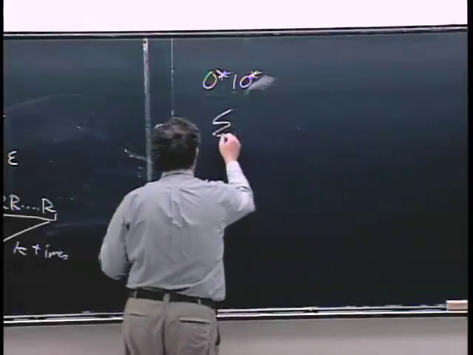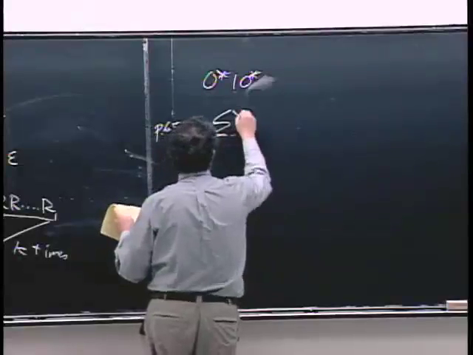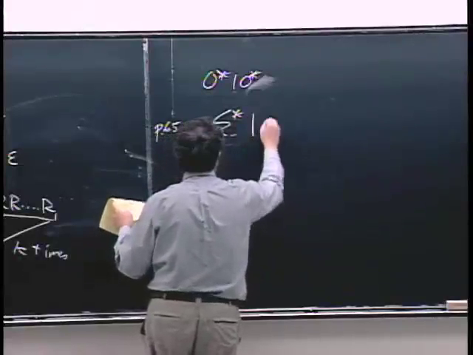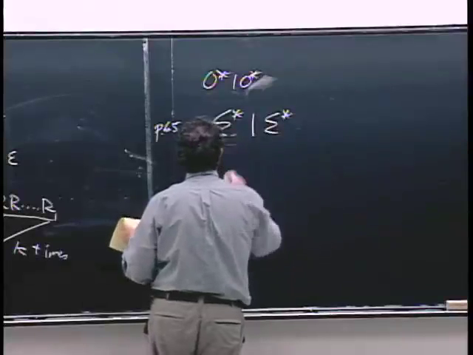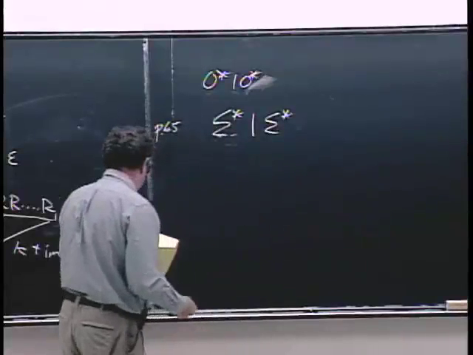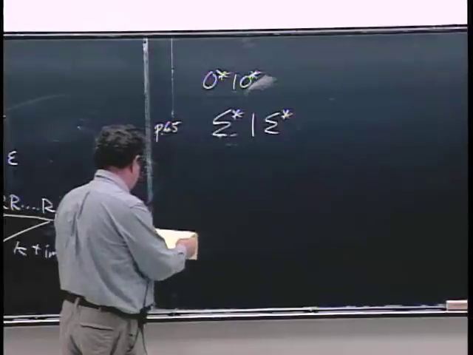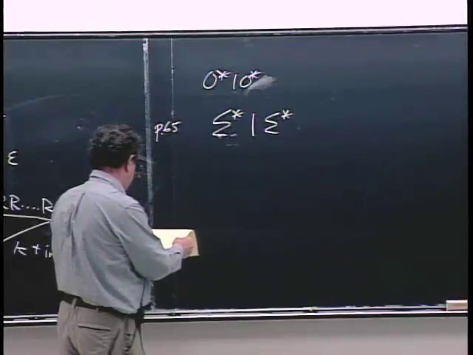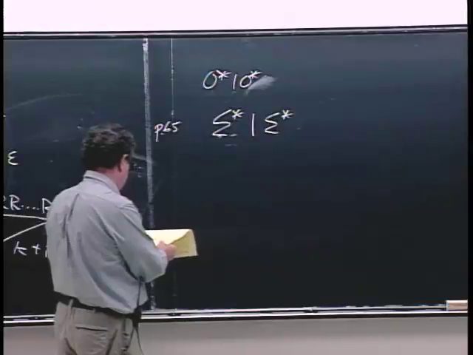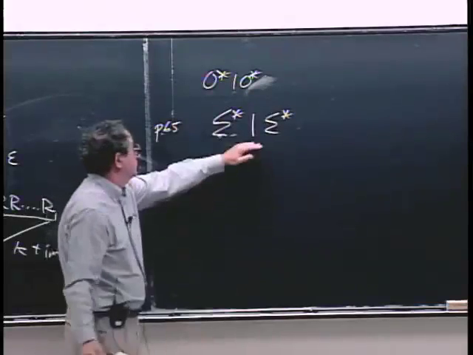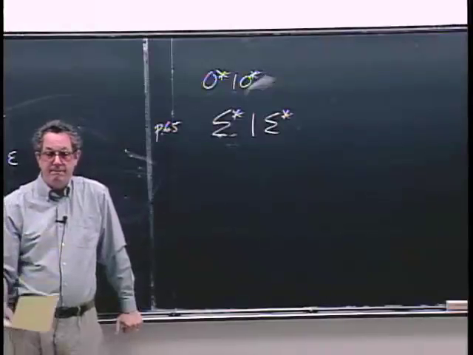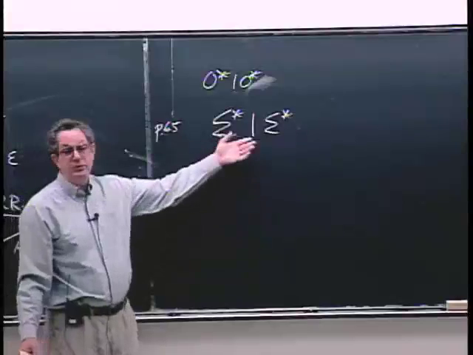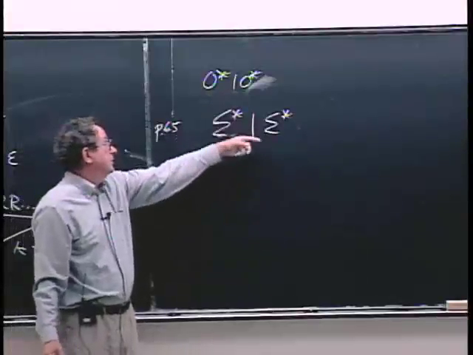What is this one? Sigma star 1 sigma star. Okay. Yeah. What's this one? Yeah. Any string that contains at least one 1. Yeah, this is any string that contains at least one 1. Okay, this was exactly one 1. This is at least one 1.